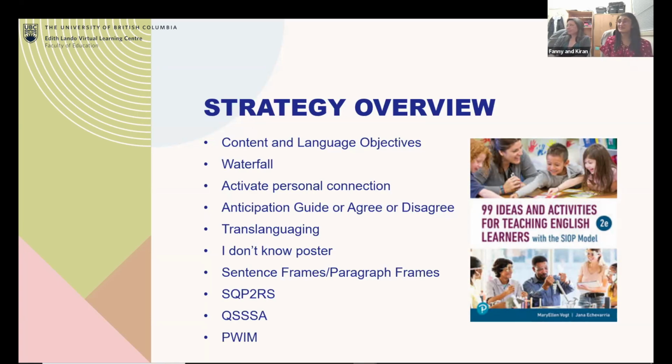And the last one is PWIM. It's fantastic. It can be used in K all the way up through 12. It can be used in pull-out ELL and in academic classrooms because we're starting from a visual and students can participate to whatever their level of language proficiency is, and be able to take that picture and use it as a base to jump off of for writing.